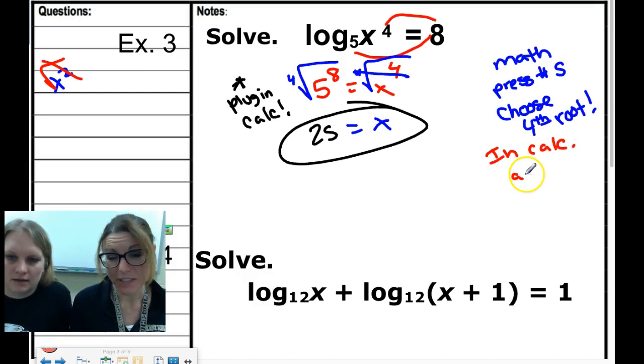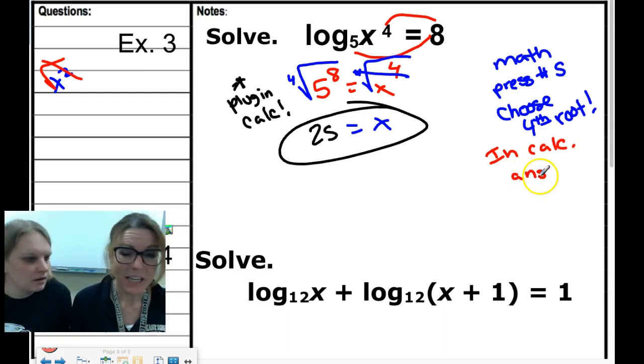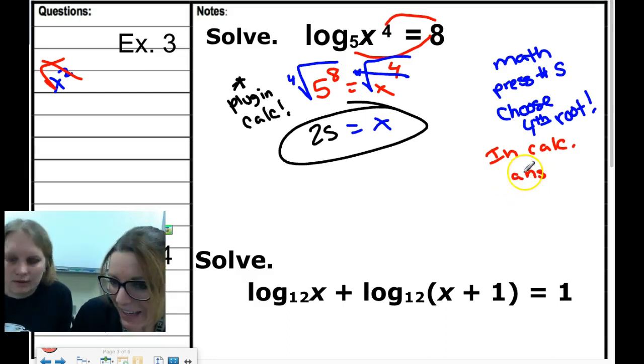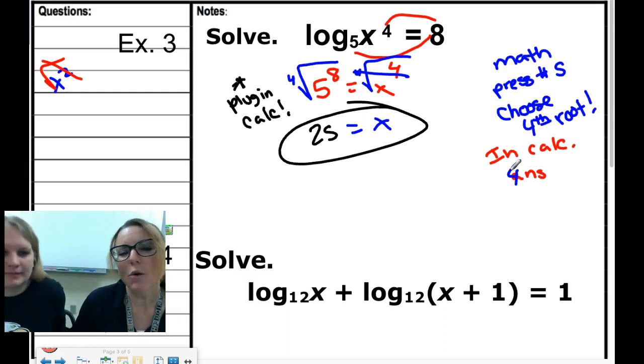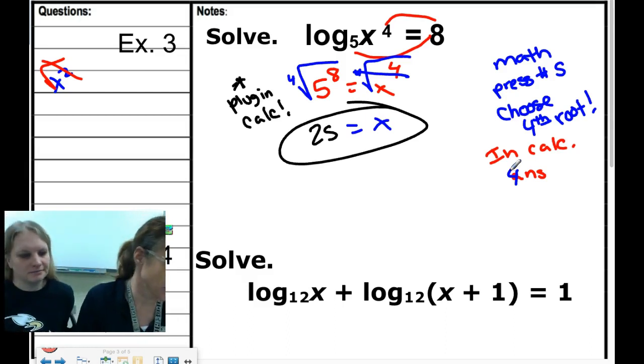It will say ANS on the calculator. You want to put the number 4 on the A, so we'll plug in a 4 here. Yep, right there. Got it. We can go over this next if you don't know how to use your calculator. Okay, next one.